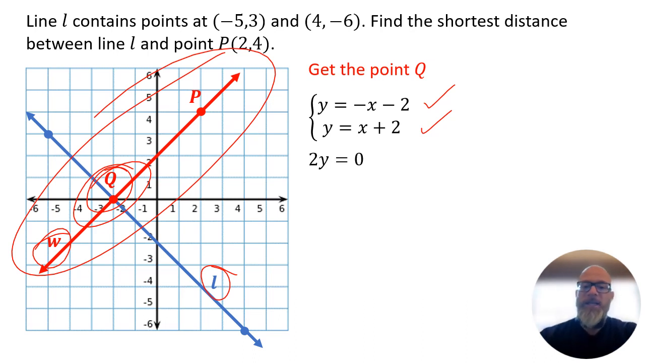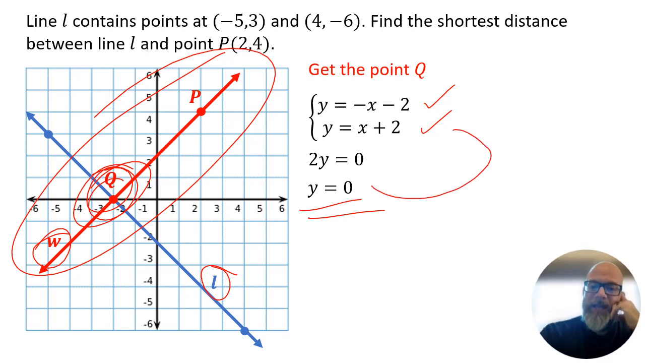If you do that, you get y plus y is 2y, negative x plus x is 0, and negative 2 plus 2 is 0. Divide both sides by 2, and you get y equals 0. Have we got the ordered pair Q? No. Clearly, the ordered pair Q is negative 2, 0. It's an ordered pair. We only have half of it.